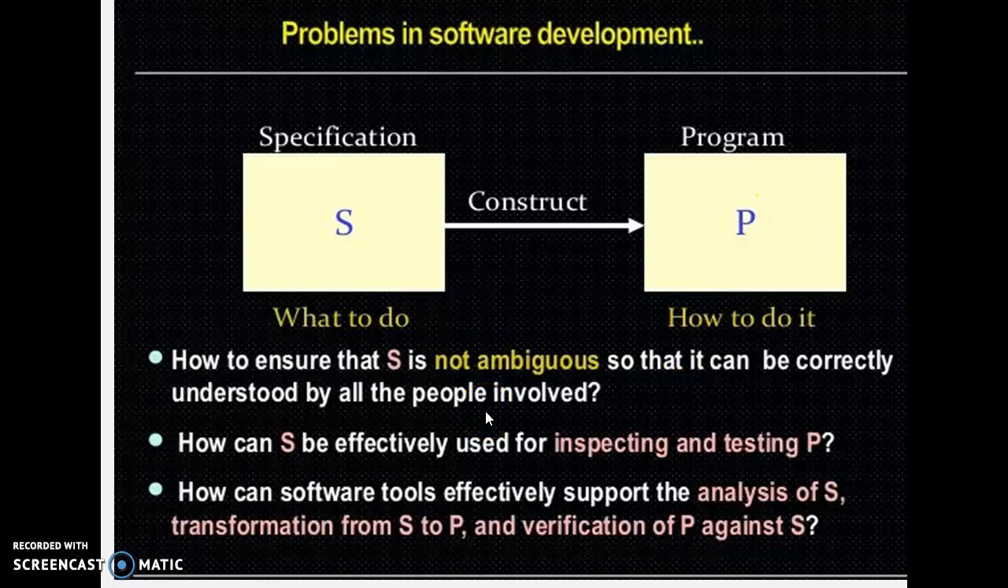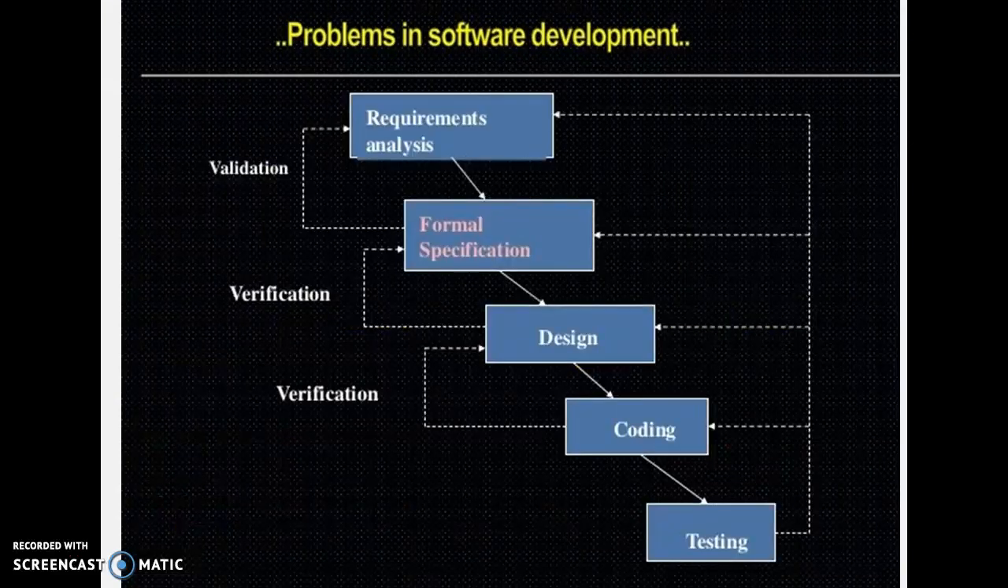How to ensure that S is not ambiguous so that it can be correctly understood by all the people involved? How can S be effectively used for inspecting and testing P? S and P are nothing but specification and program. How can software tools effectively support the analysis of specification, transformation from specification to program, and verification of program against specification? These are the problems we normally undergo in software development.